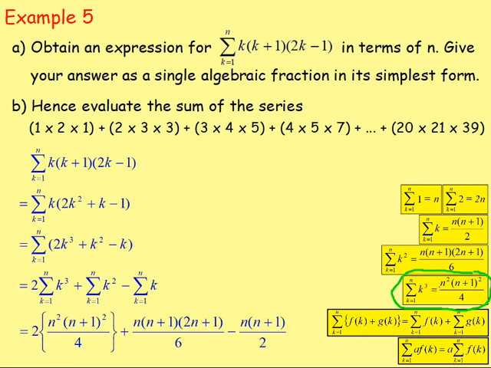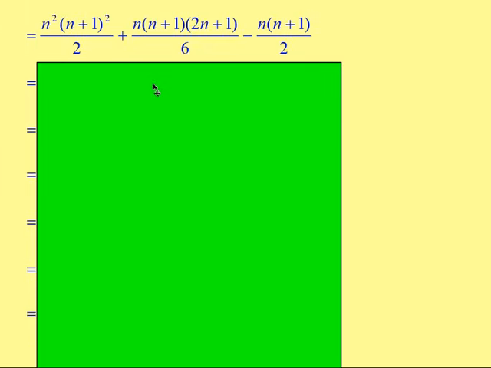2 quarters is the same as 1 half. So let's rewrite that. So that will give us the 1 over 2. After that, you've got a 2 in the bottom, you've got 6 in the bottom, you've got a 2. Before you do anything with it, you probably want to get the same denominator. So 6 is the lowest common denominator, so let's change them all into sixths.